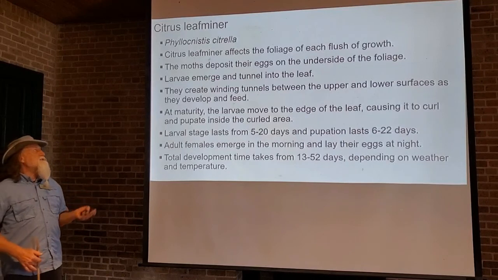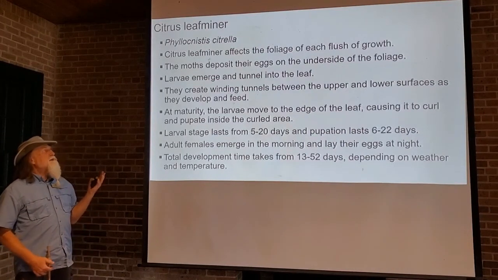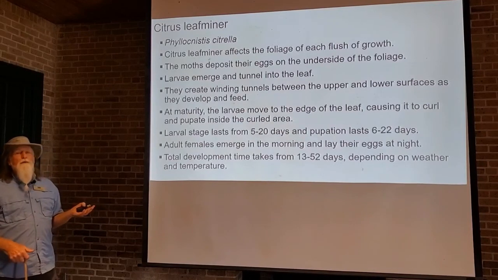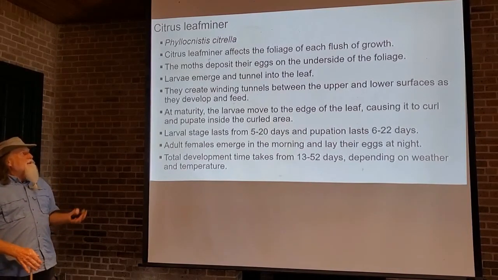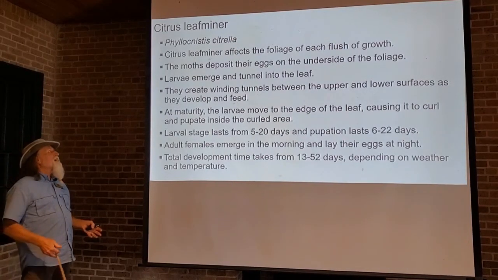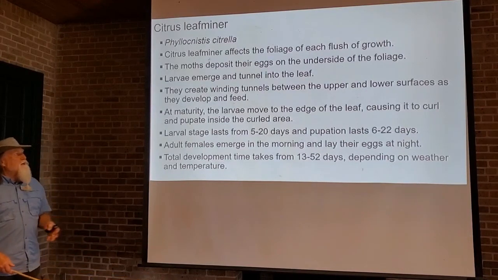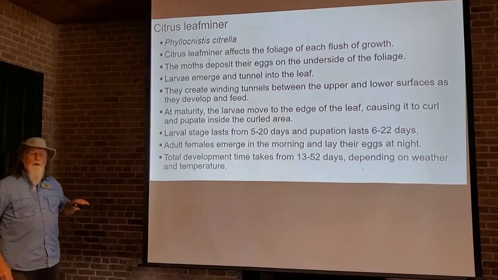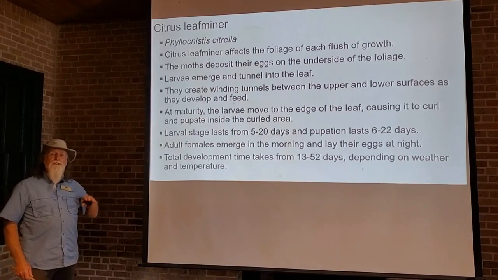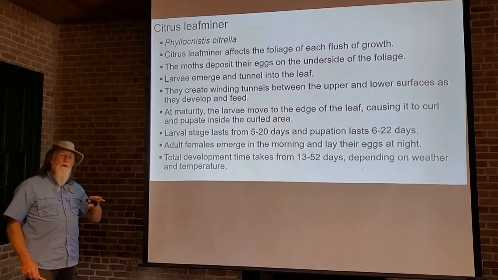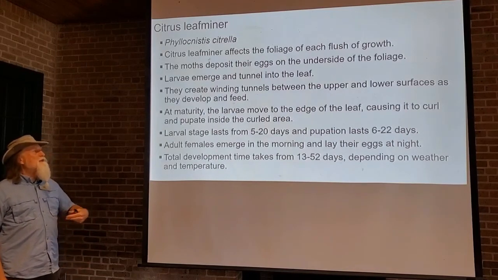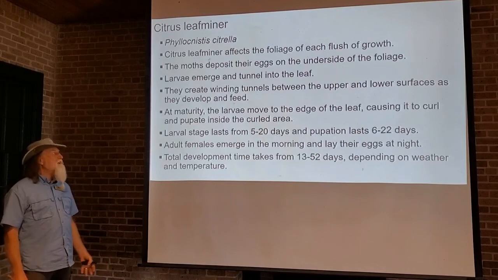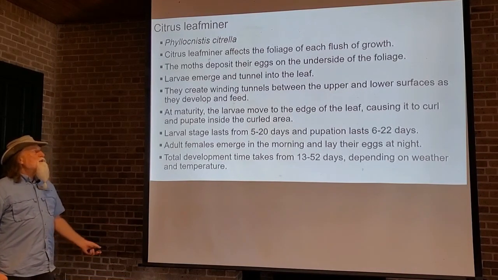And the little moths, the tiny little guys, will deposit their eggs on the underside of the leaf, and then the larvae, when the eggs hatch, will emerge and tunnel their way into the leaf. Once inside the leaf, they create these tunnels that you'll see pictures of in just a minute, running between the upper leaf surface and the lower leaf surface. So they're hollowing out the inside of the leaf between the upper and lower surface. This is where they develop and feed and grow and mature.